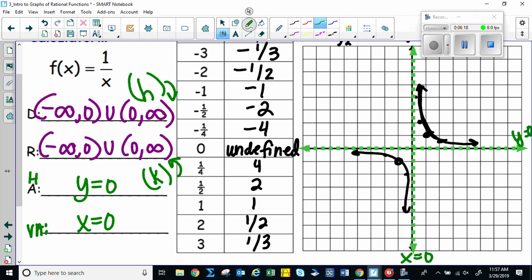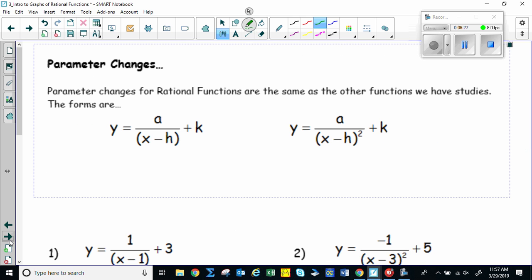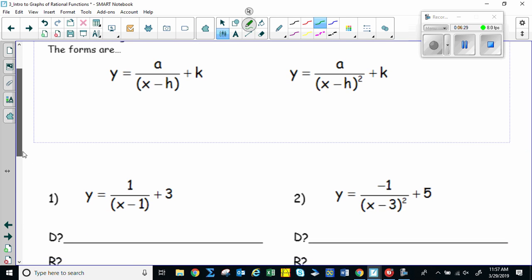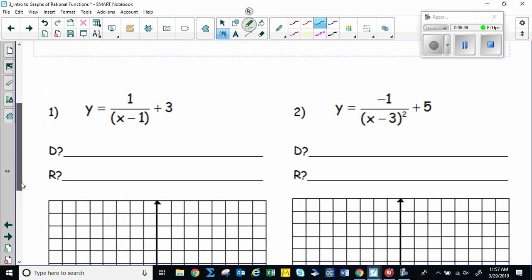So let's do an example of this. So flip over to the back of your paper that you picked up. Here we go. So we've got parameter changes. We've got our hk form. The h is in the denominator. The a is in the numerator. The k is what we're adding or subtracting from the fraction.